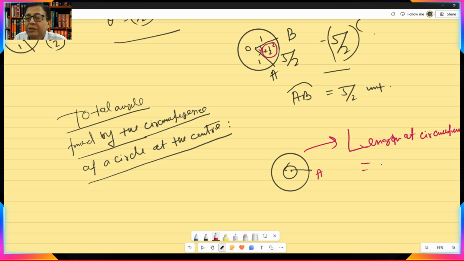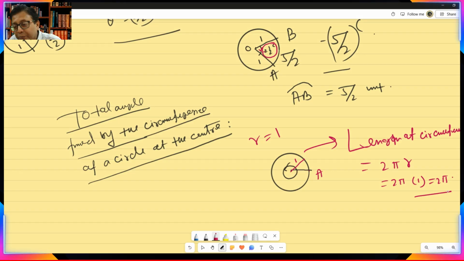It is equal to how much? 2 pi into r, but r equal to 1 unit. We are taking a unit circle only. So this is 2 pi into 1, that is 2 pi unit. The length of circumference is 2 pi unit. So what is the angle formed over there? This total angle.